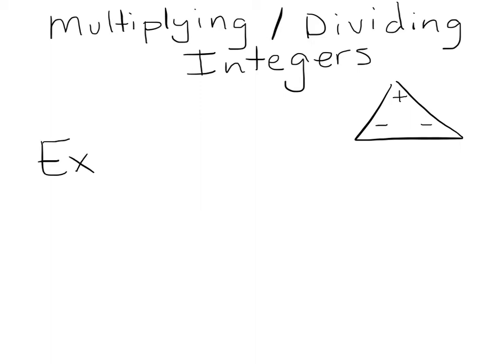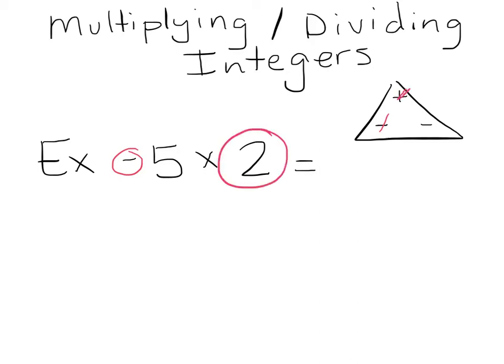Anytime I am multiplying or dividing integers, let's say I have -5 times a +2. I'm going to cover up in the triangle the types of integers that I have. So here I have a -5, so I've used that negative. Here I have a +2, so I've used that positive. What am I left with in my triangle? I'm left with a negative. So I know that my answer is going to be negative. And 5 times 2 is 10. So I know my answer is going to be -10.